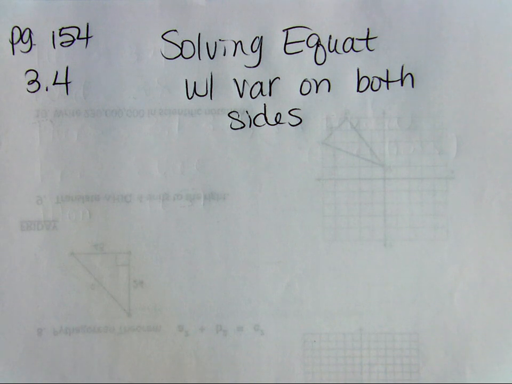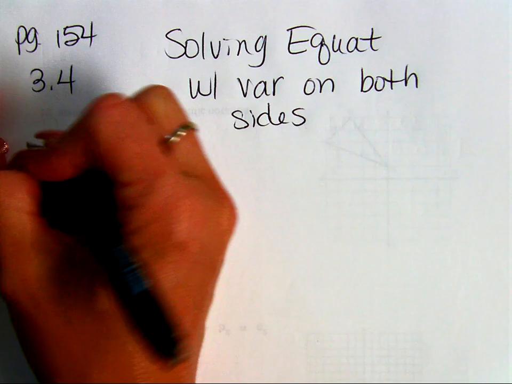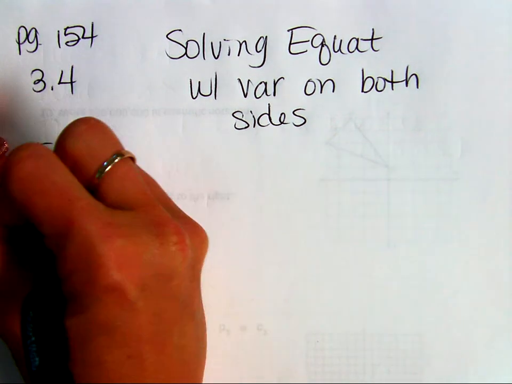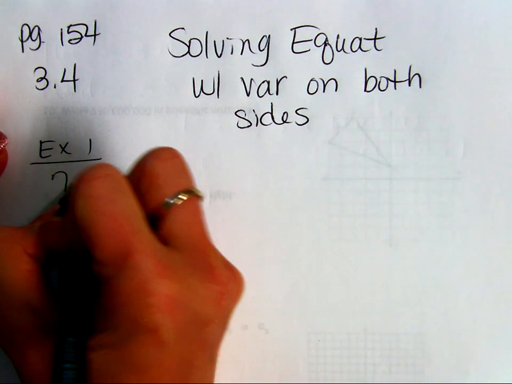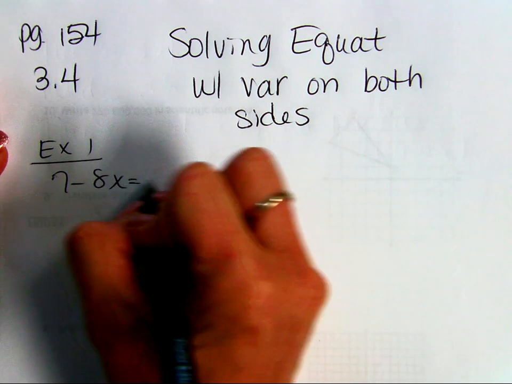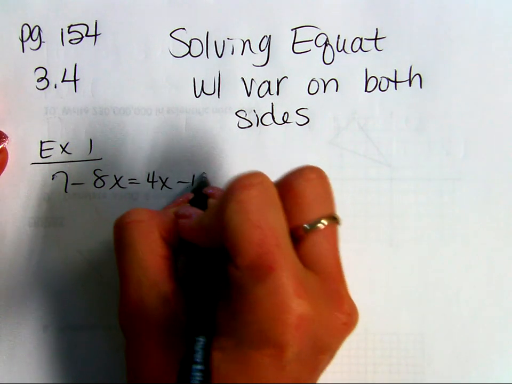All right, we are moving on to the trickiest types. This is as hard as the equations are going to get. We started with one-step, we did two-step, we did multi-step, and if there's any such thing as more than multi-step, this is it. So today we're going to see variables on both sides of the equation. For example, 7 minus 8x is equal to 4x minus 17.